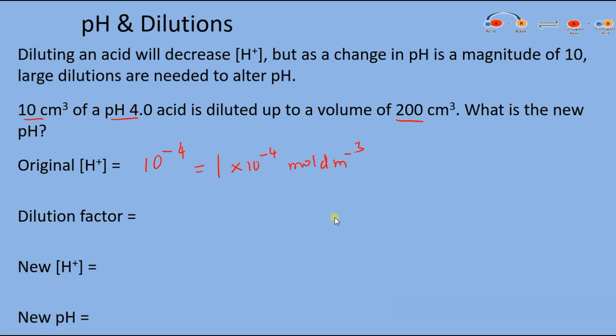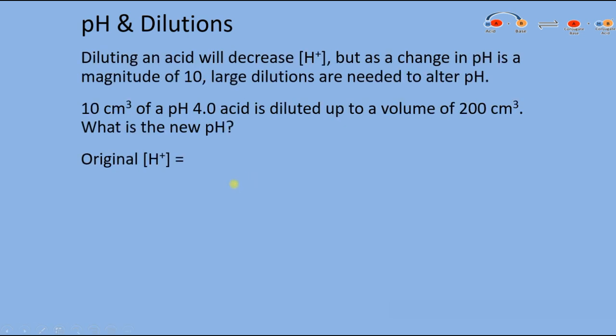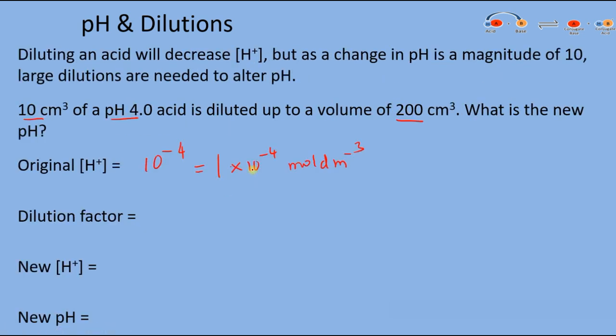So you have the concentration written like so, right? 1 times 10 power minus 4 mole per dm cube. Now you look at the dilution factor, the original volume divided by the final volume. So 10 divided by 200.